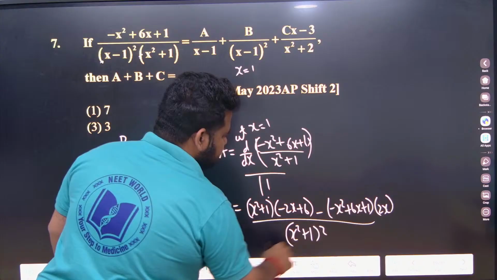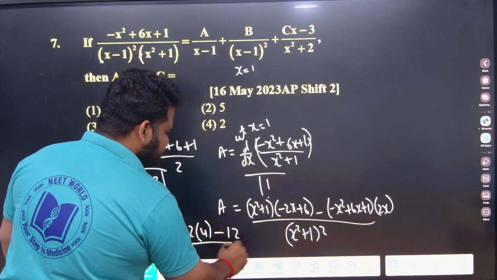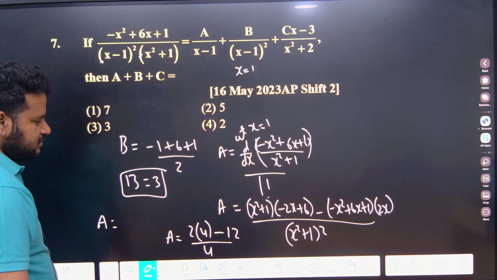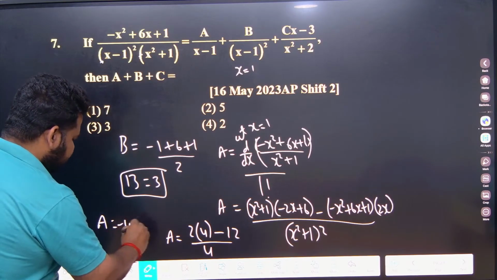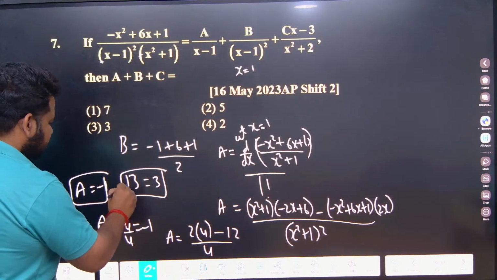6 into 2 is 12. Okay, this is minus 12 divided by 2 square, which is 4. So a is equal to 2 4s are 8, 8 minus 12 is minus 4. Minus 4 by 4, so a value will be equal to minus 1. So I got a value is equal to minus 1. b is equal to 3 I got.